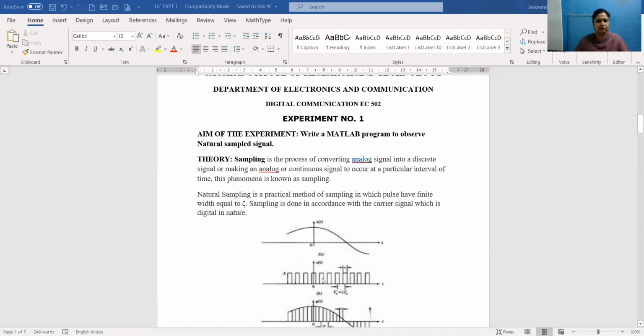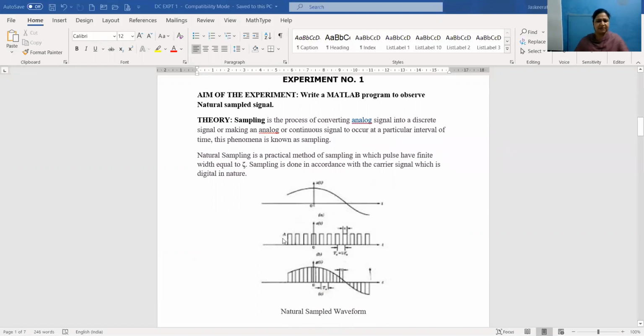Here, the message signal is multiplied with the train of pulses, which is represented as the carrier signal. Here, the amplitude of the pulses of the carrier signal varies according to the instantaneous amplitude of the message signal. In natural sampling, the top of the pulses follow the message signal.